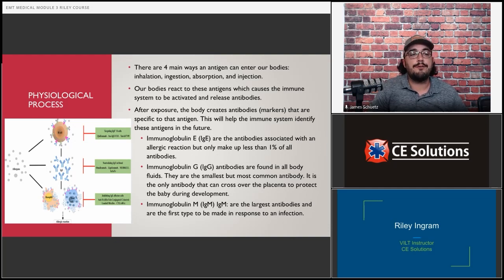IgG are found in all body fluids. They are the smallest but most common antibody. This is the only antibody that can cross over the placenta to protect the baby during development. All right, so that's pretty important, right? That's the fighter for the baby.